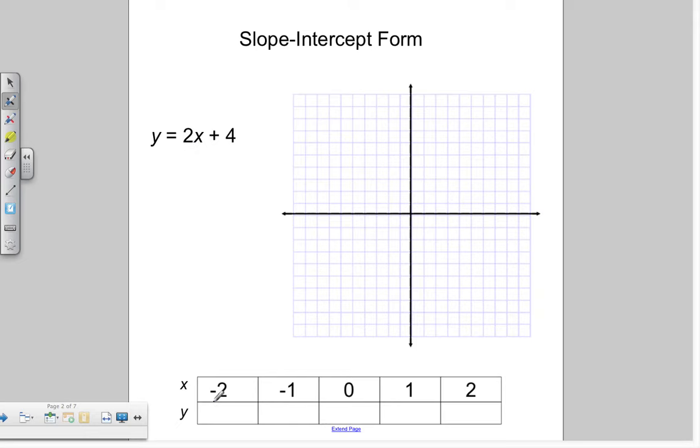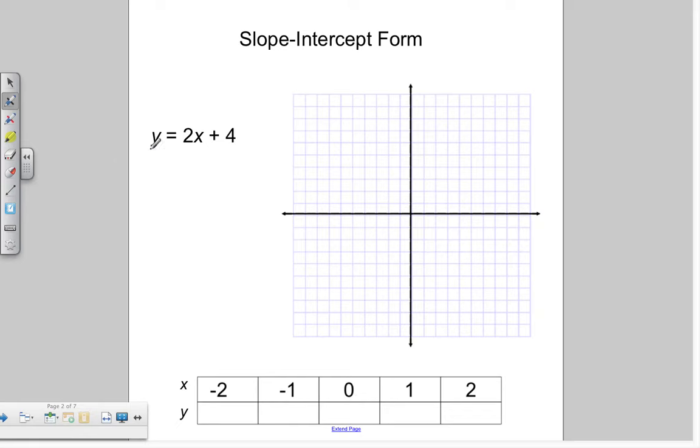Okay, so I've taken the liberty of choosing these values for x. You can choose any values you want for x. These happen to be the ones I like because they're easy. I have some negative, I have some positive, I don't have any fraction, and I have a 0. Okay, 0 is pretty important. When you do a table, you want to include 0, and you'll see why later.